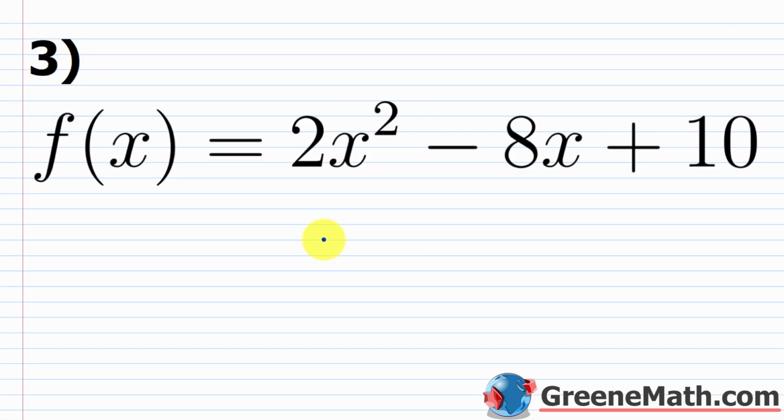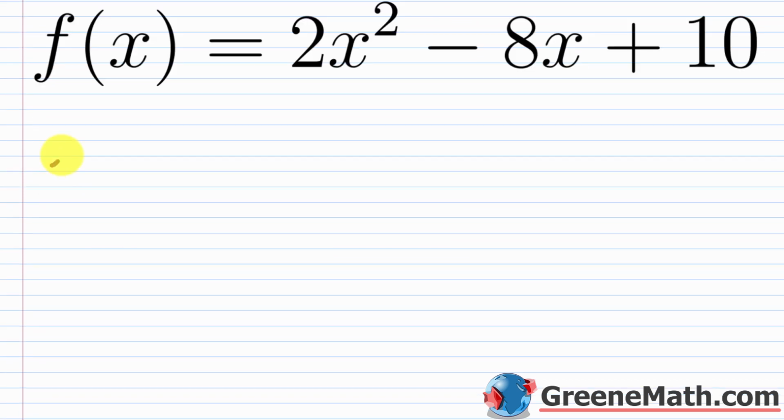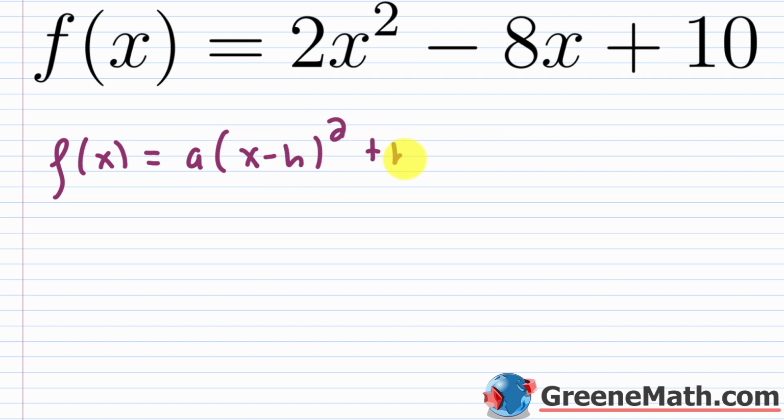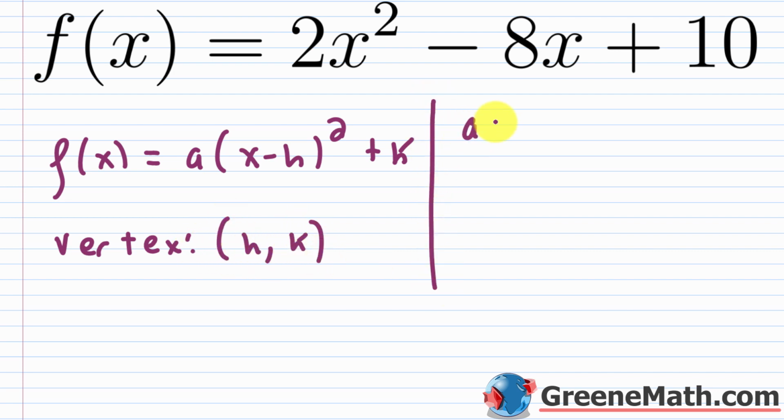All right, let's take a look at problem 3. We have f of x equals 2x squared minus 8x plus 10. Once again, we want f of x is equal to a times the quantity x minus h squared plus k. The vertex is going to occur at h, k. So what do we know at this point? We know that a is equal to, it's the coefficient of x squared, so that's 2. B is equal to, it's the coefficient for x. So again, you could write plus negative 8 there. So let's put negative 8.